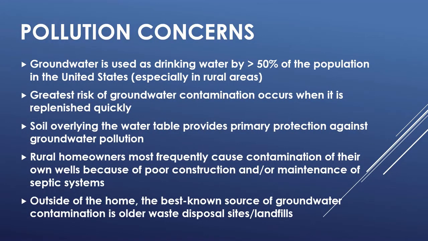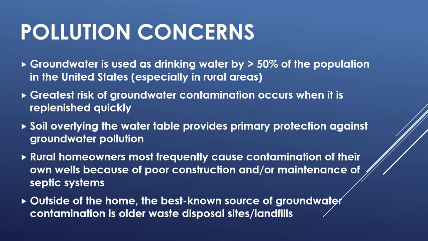There are many pollution concerns associated with groundwater. Groundwater is an important resource that supplies over half of the U.S. population with drinking water. This percentage is even higher in rural areas like Indiana County. The greatest risk of groundwater contamination occurs when it is replenished quickly. Soil overlying the water table provides a primary source of protection against groundwater pollution, as soil works to filter pollutants from the water as it infiltrates.